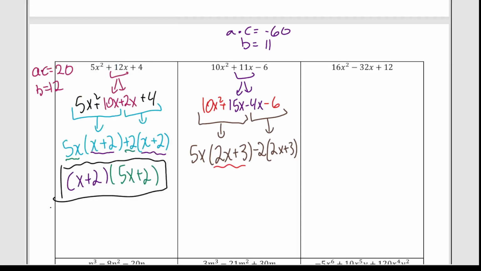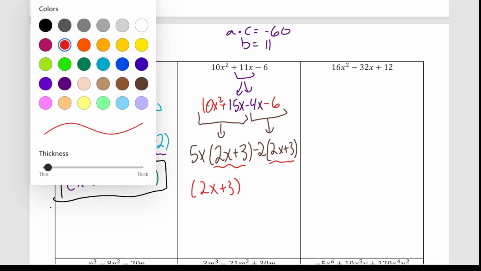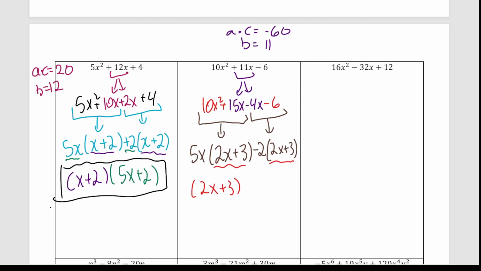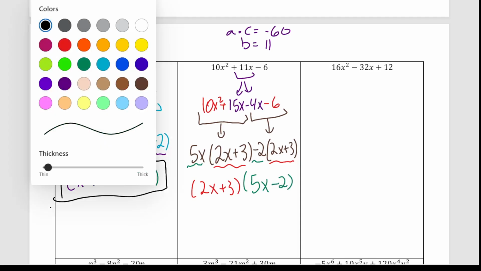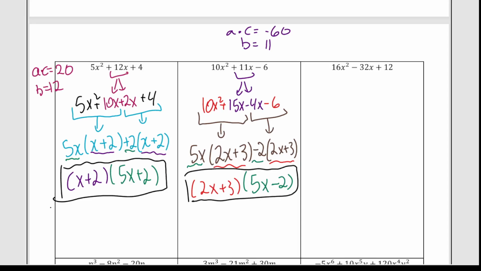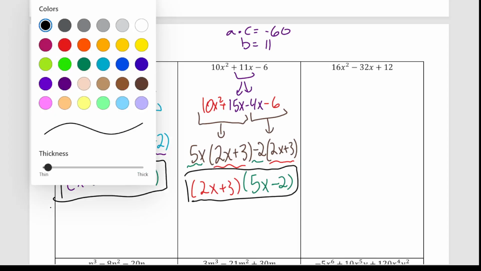And now they have one parenthesis of what's the same, which is 2x plus 3. And what will be remaining after you divide out that parenthesis from both terms will be this 5x minus 2. And again, if you were to refoil it out, you would find that it works.